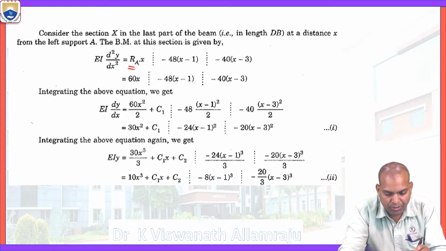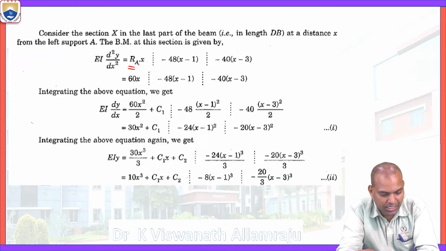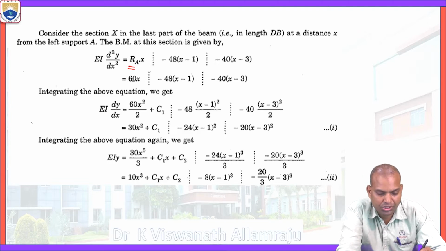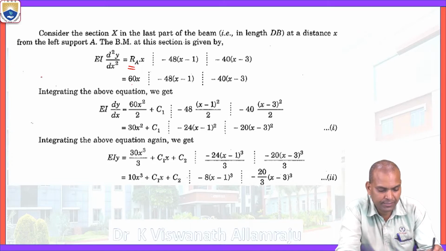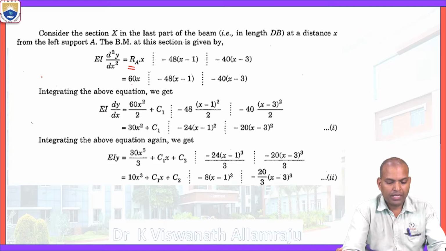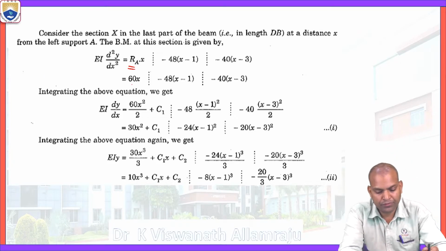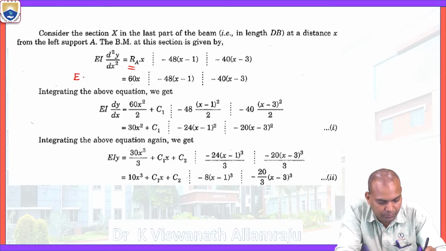What is the Ra value here? The reaction at A is 60 kilonewtons. Substitute here 60 kilonewtons, that is 60 times x minus 48 times x minus 1 minus 40 times x minus 3.